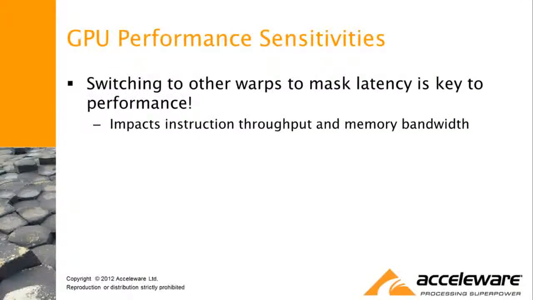And how do we do this? I sort of stole this slide. Basically, we're switching other warps to mask the latency. There's two types of latencies that you're going to have to deal with. One is on chip, that's a register latency, and the other is a memory bandwidth latency. The memory bandwidth one obviously being the bigger of the two.